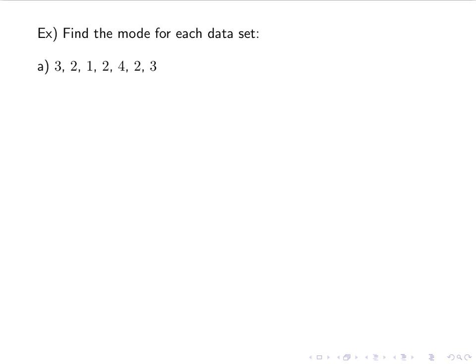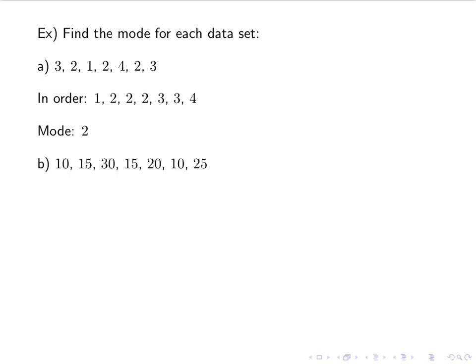So our first data set, 3, 2, 1, 2, 4, 2, 3. Now, just like with the median, it makes sense to put this in order, and then we can collect all of the 1s, all of the 2s, all of the 3s, and so forth, and it's easier to find the mode that way. So we're going to rearrange them in order. So 1, 2, 2, 2, 3, 3, 4, and we can see that we have 3 2s, and no other value appears more than that. So our mode is 2. So this is a unimodal set. There's one mode, and that mode is 2.